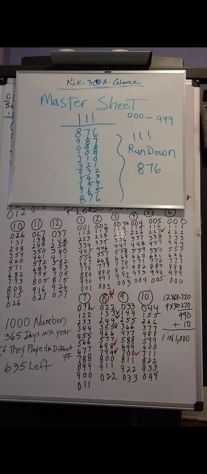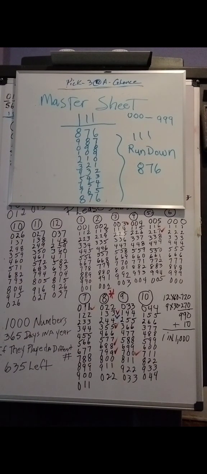What we have here is the Pick-3 at a Glance Master Sheet explained. It's for beginners who don't know anything about Pick-3, and those of us that are veterans in it. It will help you understand the Master Sheet and the 1-1 rundown and how it works. The 1-1 rundown is an algorithm or a strategy to try to find the number, in most cases, that's going to come in the next day.